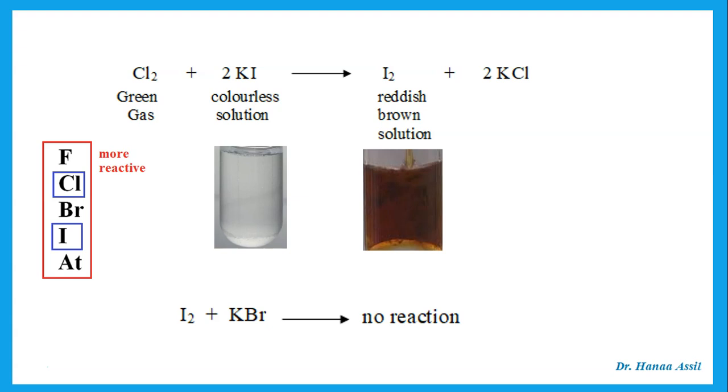Remember that the less reactive nonmetal will not displace the more reactive. So iodine cannot displace bromine. No reaction if we put iodine on potassium bromide. Why? Because iodine is less reactive than bromine.